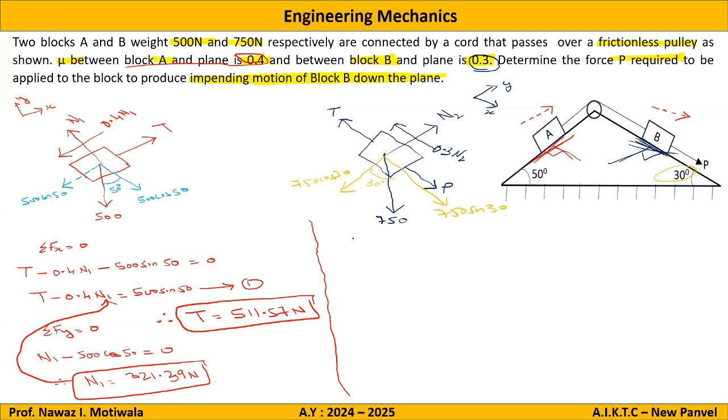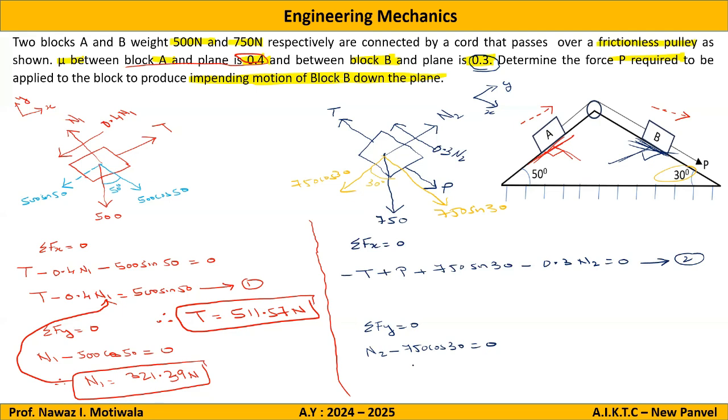Starting with the first condition of equilibrium, that is summation of Fx should be 0. I will get minus T plus P plus 750 sin 30 minus 0.3 N2 should be equal to 0. Let this be equation number 2. Now, writing summation of Fy is equal to 0. I will get N2, as it is going upward it will be positive, minus 750 cos 30 should be equal to 0. So from here, I will get the value of N2 as 649.51 newtons.